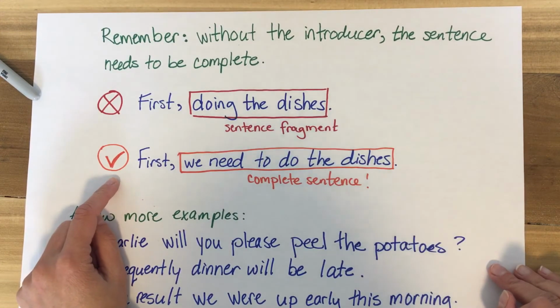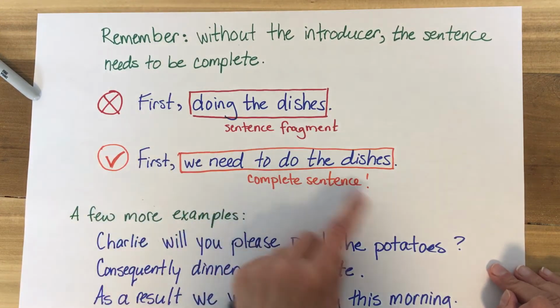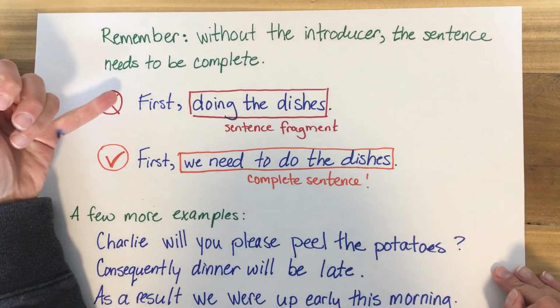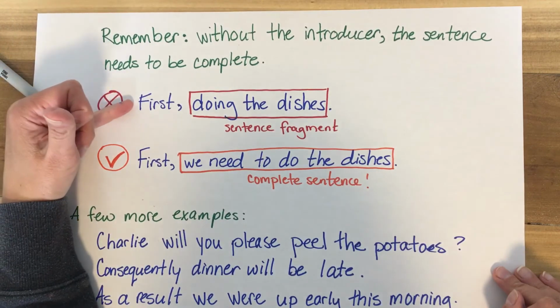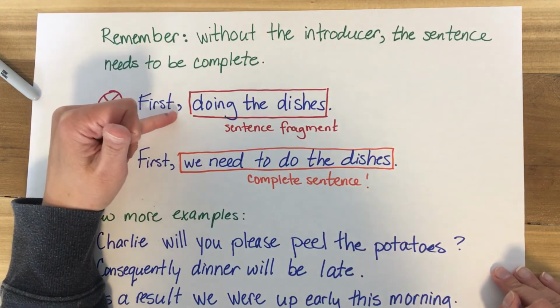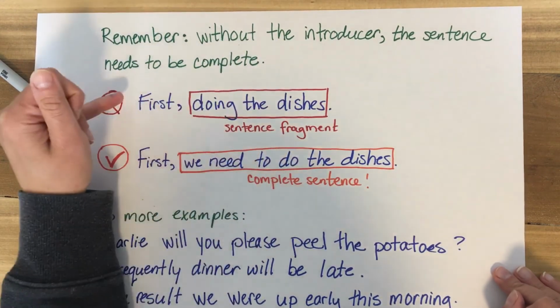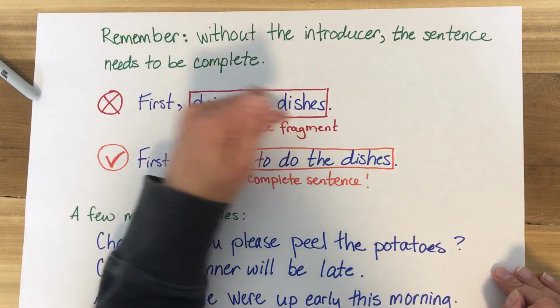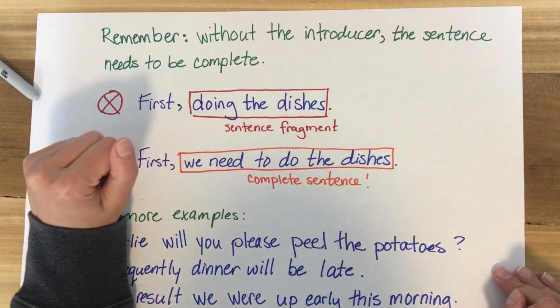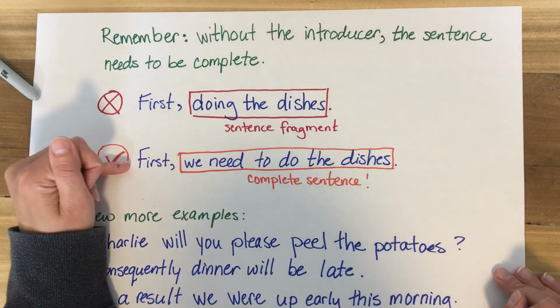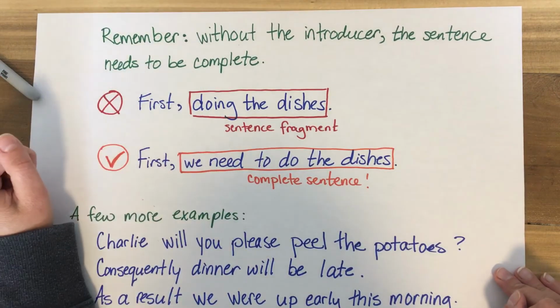However, I can say first, we need to do the dishes, because if I take that first out, I still have a complete thought. So see how I've done it. I have taken my introducer, I've set it off with a comma, I've sectioned it off so that my reader knows it's not a part of the main sentence. It's just adding some more detail. So I've sectioned it off from my main sentence. Okay, that's a bad example. Sorry, I shouldn't have been pointing to it. Right here. So first, comma, we need to do the dishes. I've sectioned it off from the main sentence.